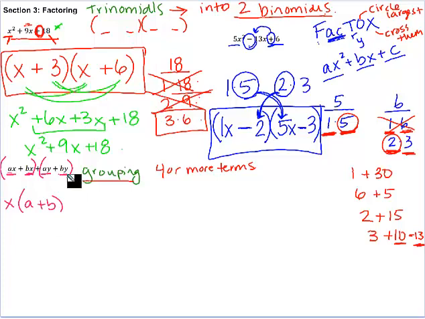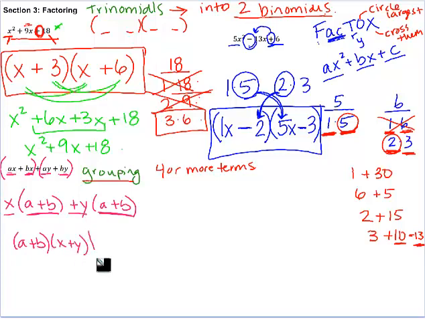Now you look at the second group, ay plus by. Is there a greatest common factor? There is, of y. So we're going to take that y out, and we are left with a plus b. Now you go, okay, a plus b and a plus b, that is the greatest common factor. So you take the a plus b out because they match, and you are left with x plus y. So that's factored by grouping.